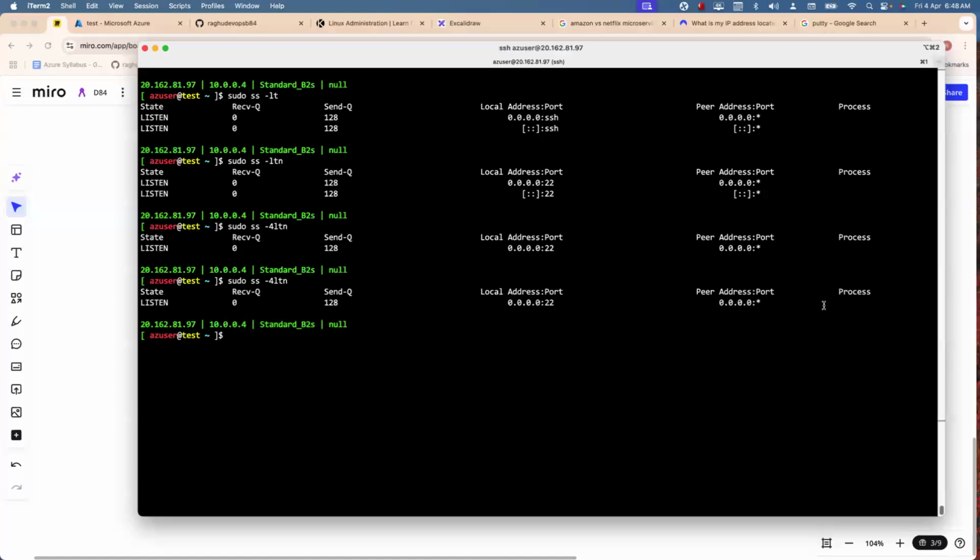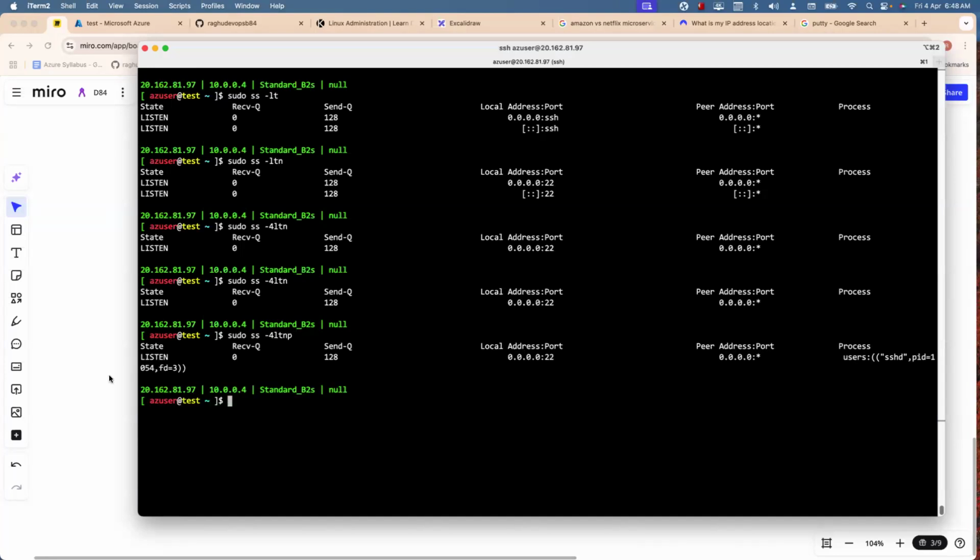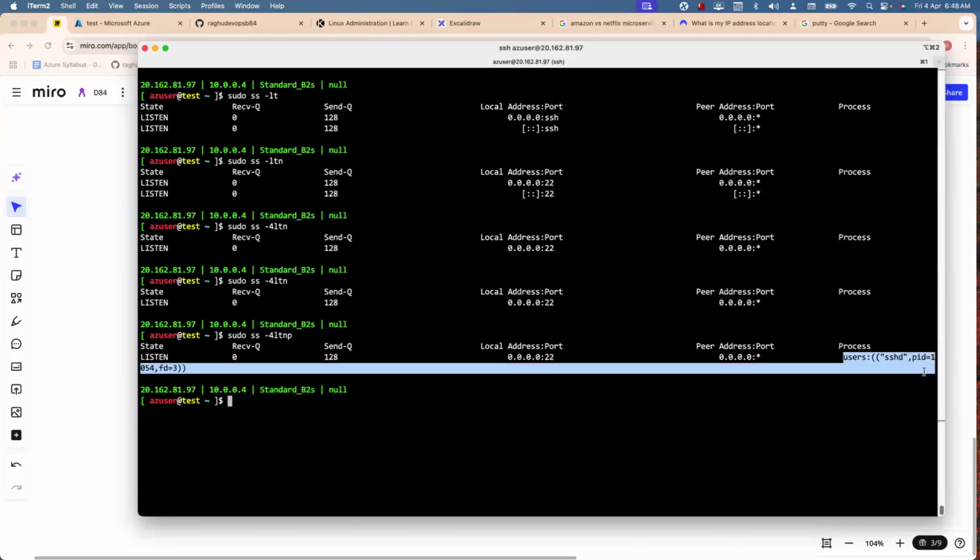Now there is a process which is coming as empty. You can also ask for the process ID which has opened this particular port, which will help you in some cases. So now you can see which process has opened that.